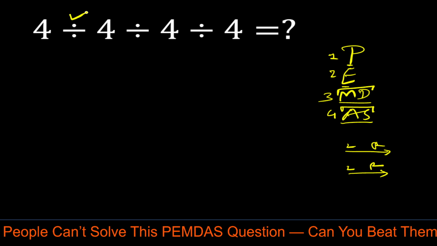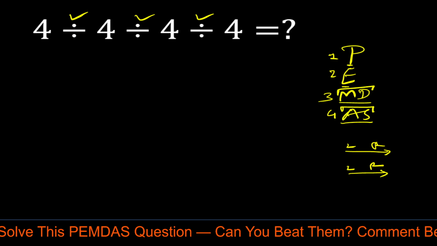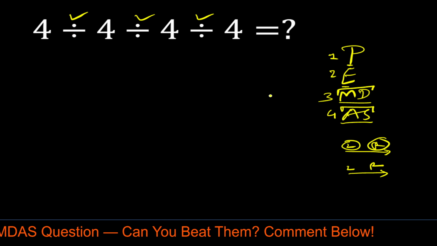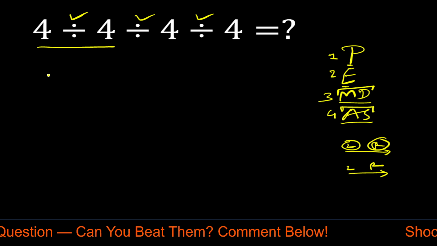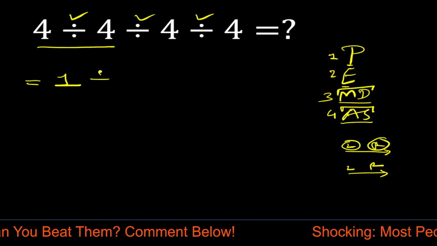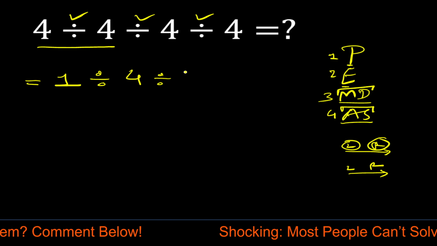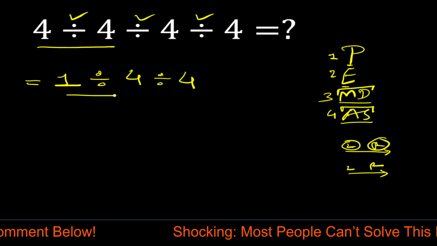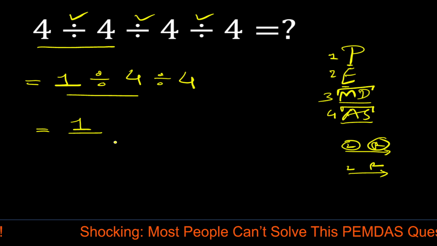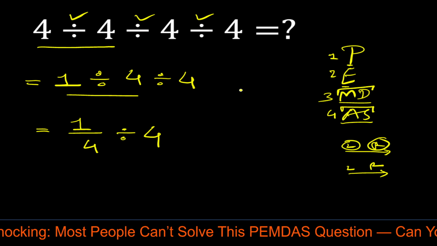So in this question, here we have division, and here division. And all have equal priority, so we have to solve it from left to right. So first we have to solve this division. So 4 divided by 4 is equal to 1 divided by 4 divided by 4, right? Now 1 divided by 4 can be written as 1 upon 4 divided by 4, right?